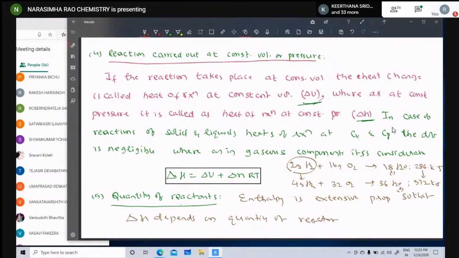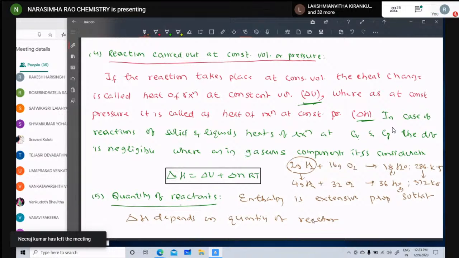A number of times in AIPMT, questions were asked on the enthalpy of hydrogenation or heat of hydrogenation. Those questions will be discussed with the children. Right. Shall we leave this page? Yes, sir. Right.